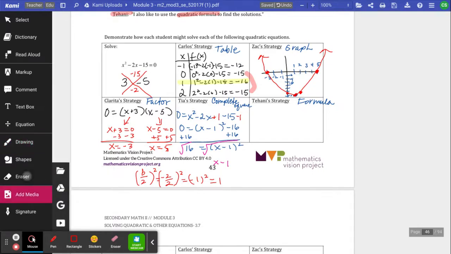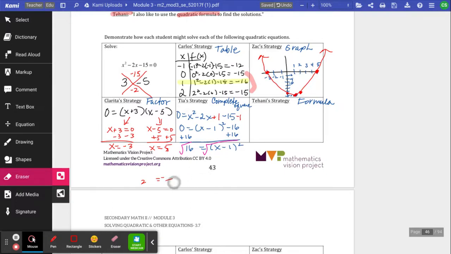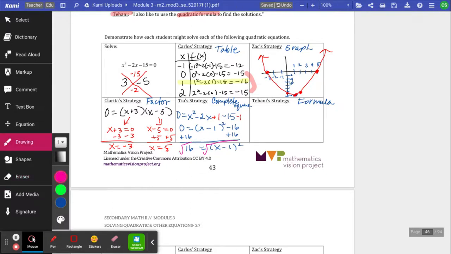I'm actually going to squeeze this in somewhere so we can have some space. I'm going to write this backwards now. X minus 1 is equal to plus or minus 4. So the square root of x minus 1 squared, I put that on the left, and the square root of 16, I'm putting that on the right. And then I'm going to add 1 to both sides. I'm going to get that x equals 1 plus or minus 4.